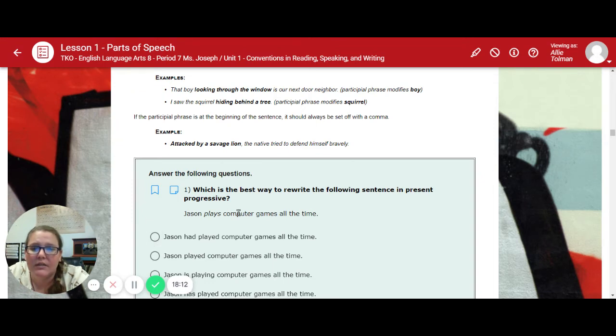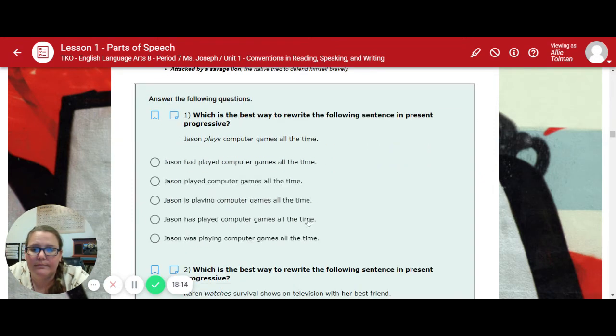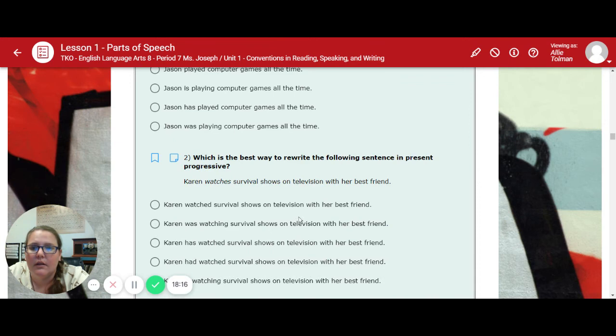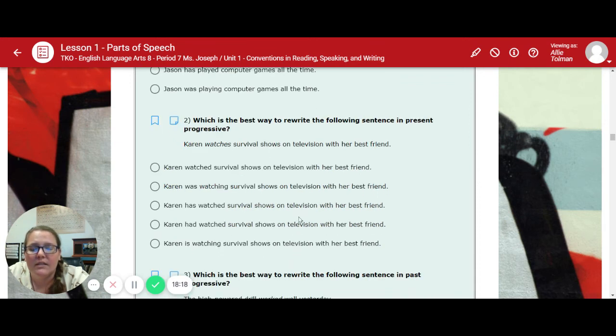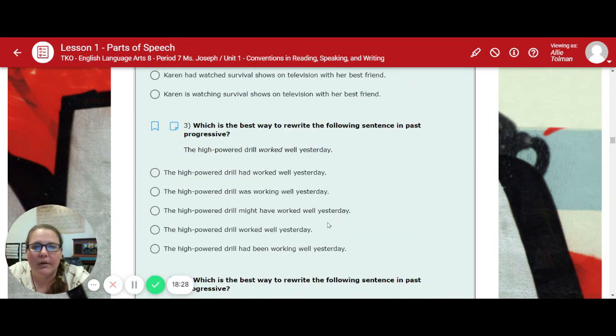So Jason plays computer games all the time. That is our sentence. Number 2, which way is the best way to rewrite the following sentence in present progressive? Karen watches survival shows on television with her best friend. Number 3, which is the best way to rewrite the following sentence in past progressive? The high-powered drill worked well yesterday.